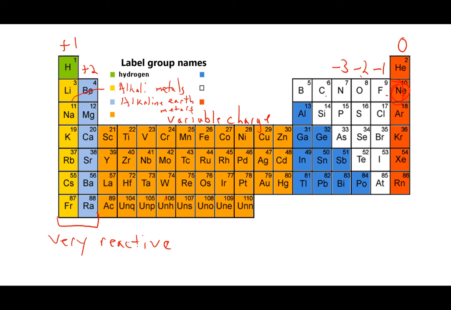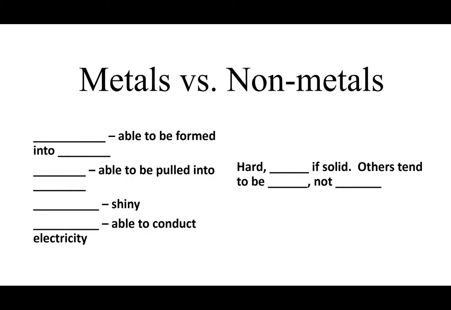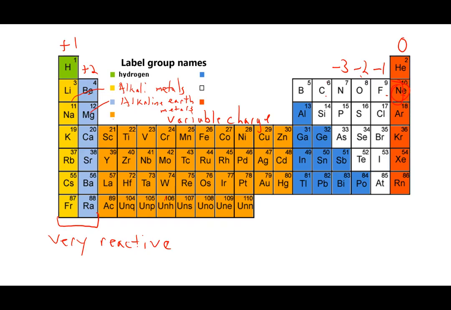Group 2 is called the alkaline earth metals, and they are also very reactive. That's this group right here. This color you can't quite see on your black and white chart, but it refers to this whole group, and these are called transition metals. Transition metals aren't so reactive. Some of them, like gold, are not reactive at all.